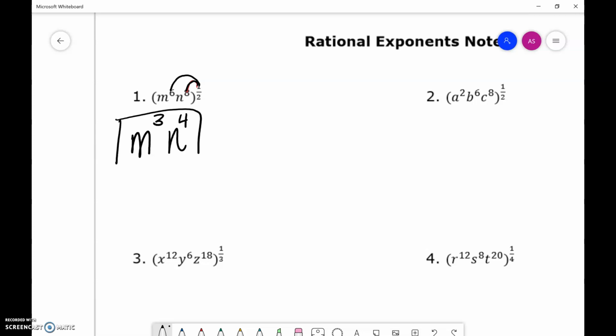Okay, so this is my answer. Now let's say they ask you to rewrite this. This is the same thing as having the square root of m to the 6th n to the 8th. So it may be that some of you feel better working it out this way, and you can say, okay, what's the square root of m to the 6th? That's m to the 3rd. The square root of n to the 8th is n to the 4th. Okay, so it depends on what works for you.